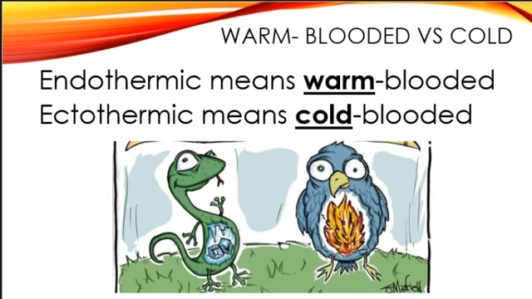Endothermic means warm-blooded. Ectothermic means cold-blooded. So we'll be looking at different kinds of animals this way, the way they use their nutrients. And the warm-blooded ones need more to keep them warm. Okay, they need to feed that fire, right? So cold-blooded animals don't need as much input.